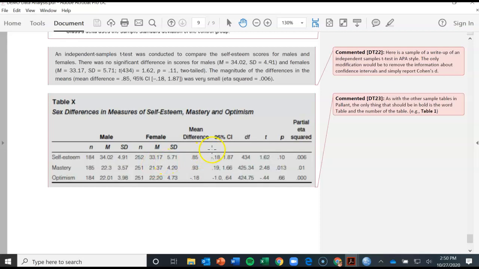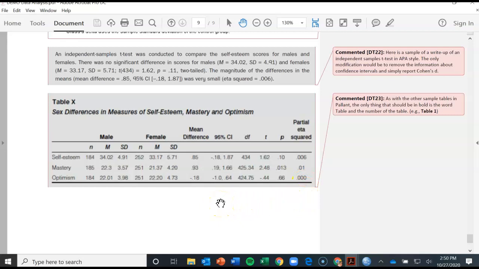This is one version of how to format a table where you have your two groups. You report the N, the mean, and the standard deviation for each of your two groups. You report the mean difference value. If you're using partial eta squared and you want to communicate to your reader about the confidence intervals, you can provide that data because it's provided to you in the SPSS output. You provide the degrees of freedom, the t-value, and the p-value. In this case, the partial eta squared, all in the table.